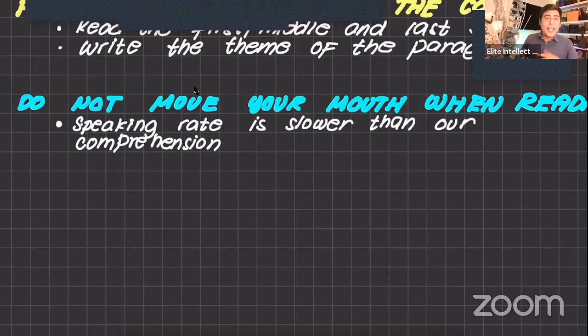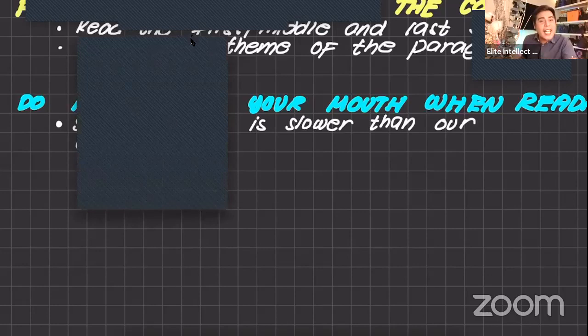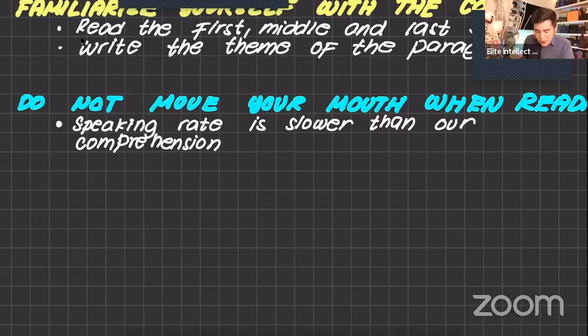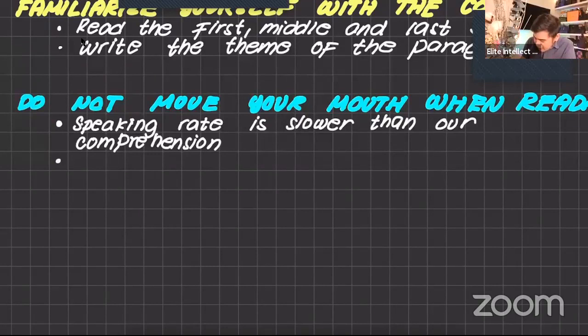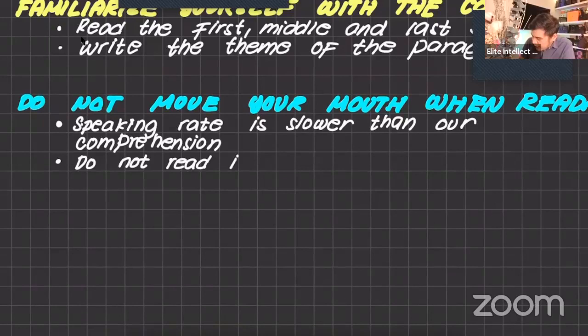On the exam, you're moving your mouth and saying a lot of things, right? Guys, believe me, you're on purpose making yourself slow down when you're doing that. Don't read it by mouth. Read it with your eyes. That's good. Thank you, girly. Do not read it by mouth, but rather, you should read it with your eyes.